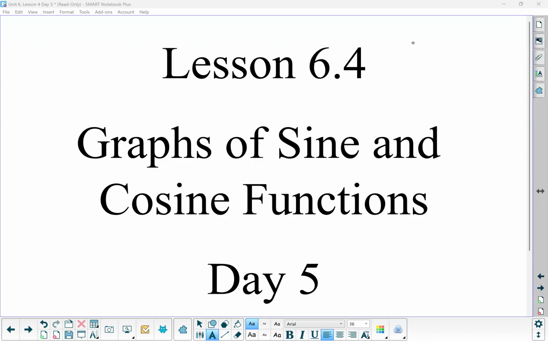All right, our last day of Unit 6, Lesson 4, graphs of sine and cosine functions. So we've already looked at what happens when you change the amplitude, what happens when you change the period of the graph. The last thing we're going to look at is translating the graph, moving it up or down.